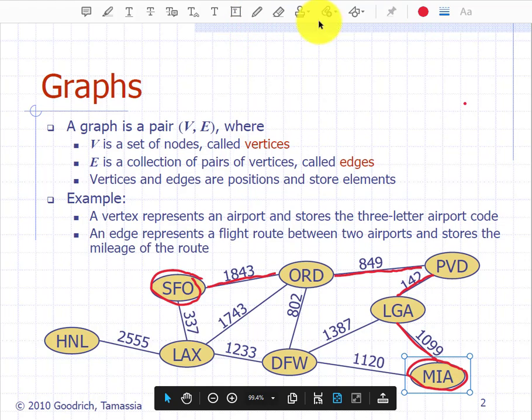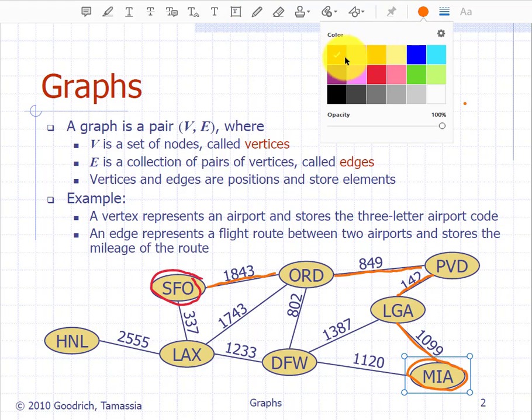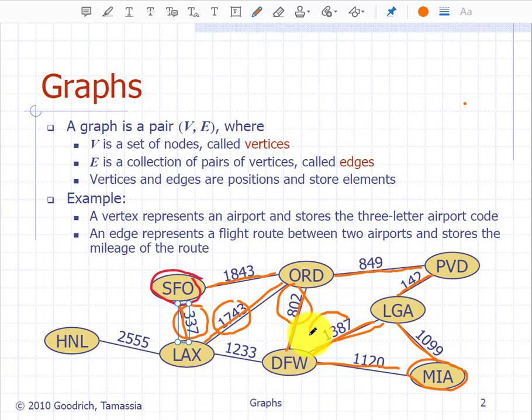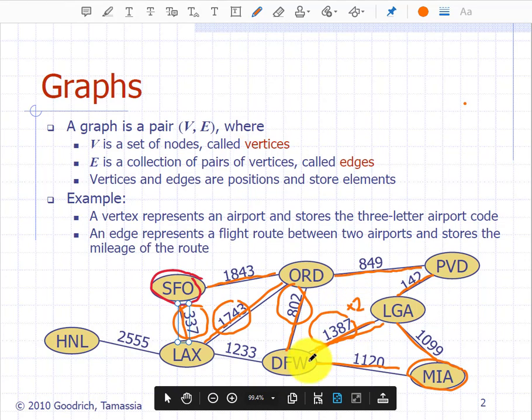Another path, let's look at another example. Another example would be if we move from SFO to LAX. Then we go to perhaps ORD, then DFW, then LGA, and we decide to go back to DFW because you could possibly do that, and then go to MIA. So what you need to do in that case is add up all of the different weights on these edges to find out the total distance. This one you will times by 2 because we went twice. We went first there and then we came back.